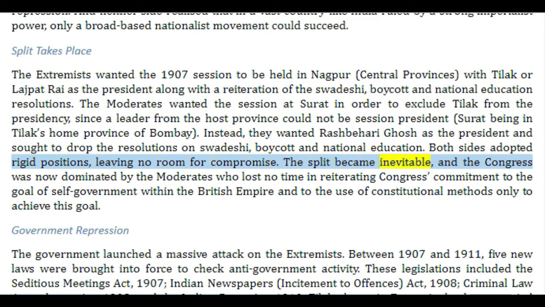The split became inevitable, and the Congress was now dominated by the moderates who lost no time in reiterating Congress' commitment to the goal of self-government within the British Empire and to the use of constitutional methods only to achieve this goal.